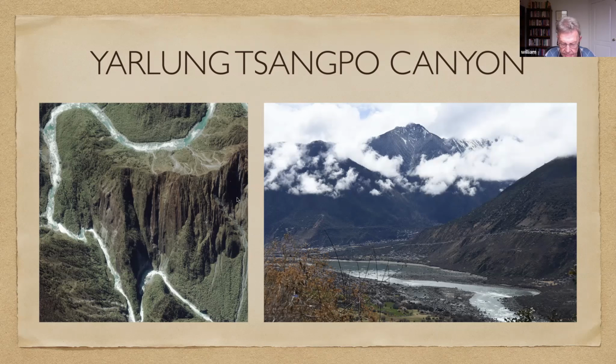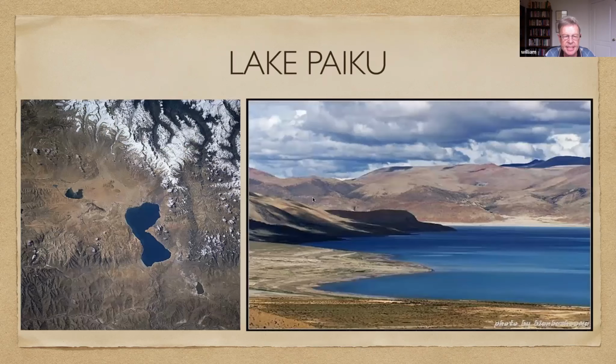It's bounded by the Himalayas, and it has a couple of main lakes. This is Lake Paiku. Rainfall is about 4 to 5 inches per year. It actually, during the summer, can get up to the mid-70s in temperature. In the winter, it's anywhere from freezing to about 45.